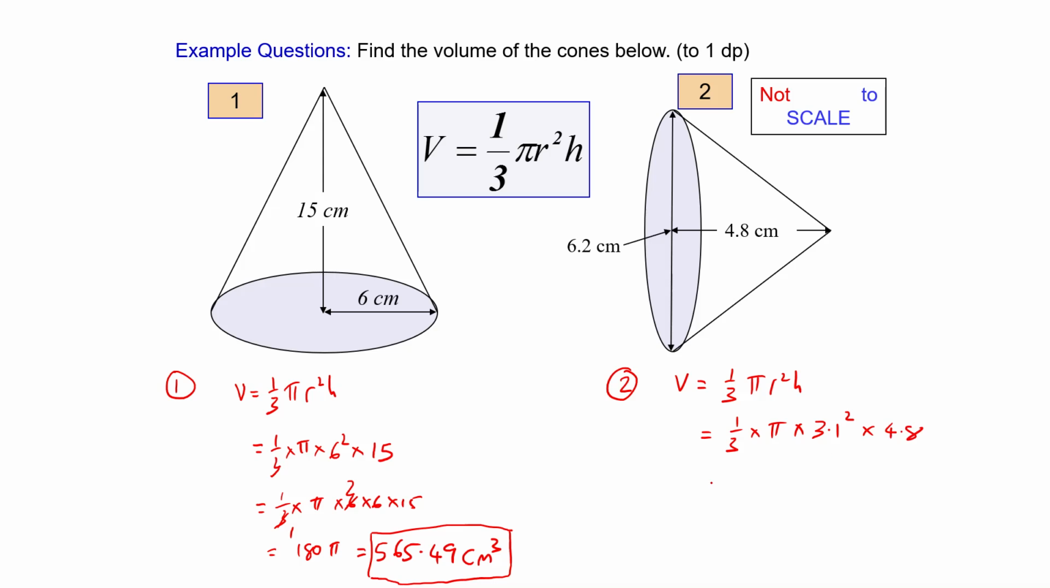This time we're just going to plug it into the calculator because we don't have such nice numbers. And that gives us, you should be getting 48.31. 48.31 centimeters cubed. Hit pause, write that down, and when you're ready, hit play again, and we've got 2 questions for you.